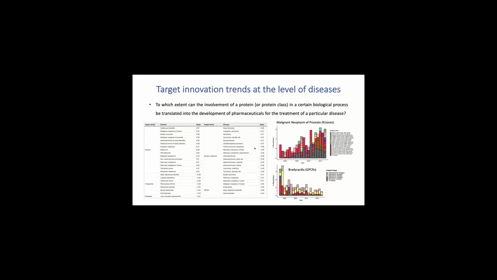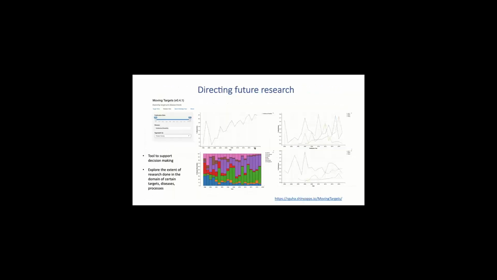On the right-hand side, you can see an example, the trend for malignant neoplasm of prostate, where Janus kinases also seem to play a role in this increasing interest. On the other hand, for GPCRs, bradycardia was one of the diseases where the trend was going down. Again, we don't know if that's really the case in terms of causality. Here, the interest in the targets annotated with this disease has gone down. But this also nicely fits what we have seen previously for the decreasing trend in cardiovascular diseases.